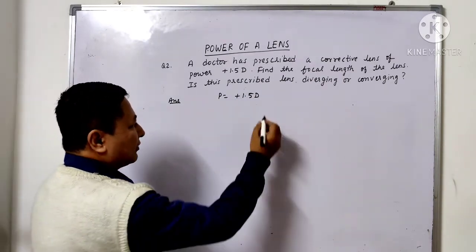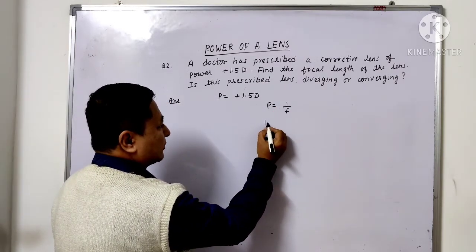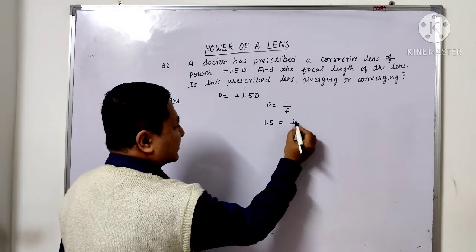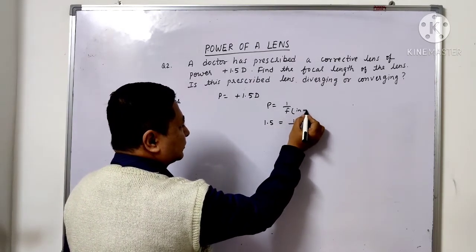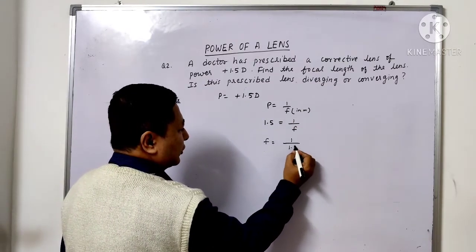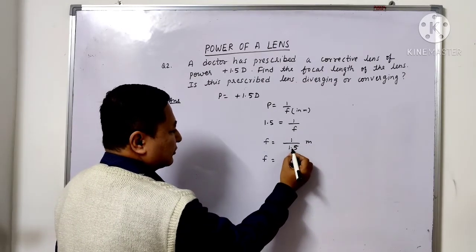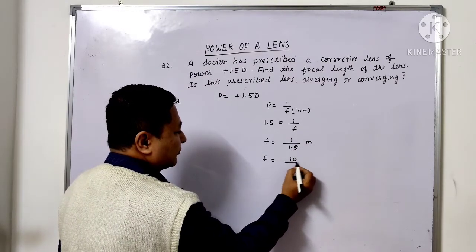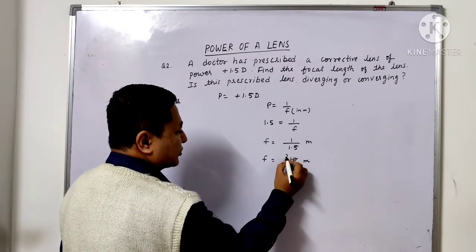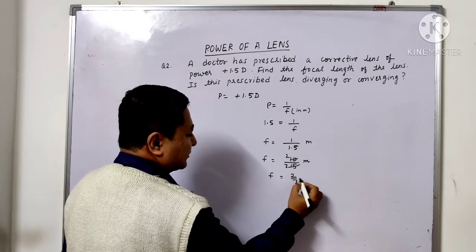We know the formula for power. Power is equal to 1 upon f. So 1.5 is equal to 1 upon f, where f is in meter. So f will be equal to 1 upon 1.5 meter. We'll remove the decimal sign and make it 10 upon 15 meter. We cancel this, so it is 2 upon 3 meter. So f is equal to 2 upon 3 meter.